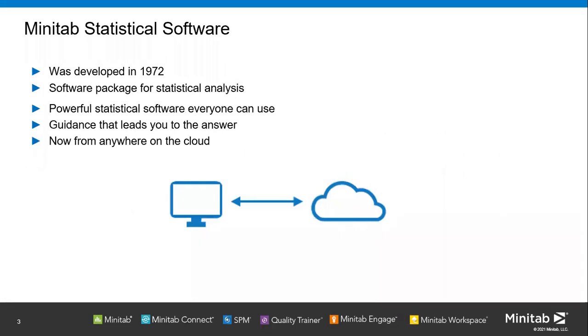Minitab was developed in 1972, and I think most of our participants today are quite familiar with the name. It is a software package for analysis, for the quality side, the modeling side, business analytics, and maybe reliability engineering, and statistical software. Minitab Statistical Software is powerful. Everyone can use it, whether you are a statistician or non-statistician, data scientist or not, and it guides you to answer with the available features inside. Starting with Minitab 20, we can now open it from anywhere because we are on the cloud version.